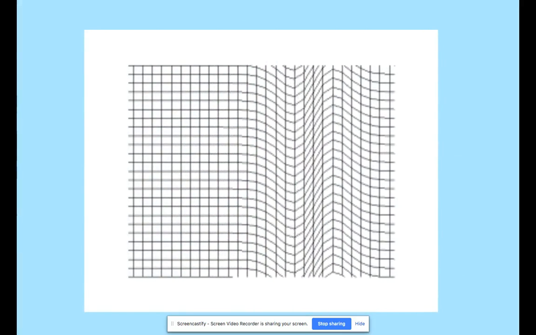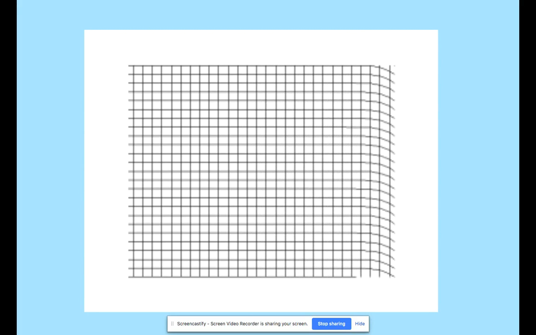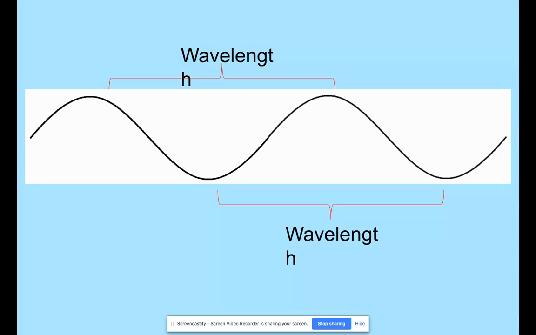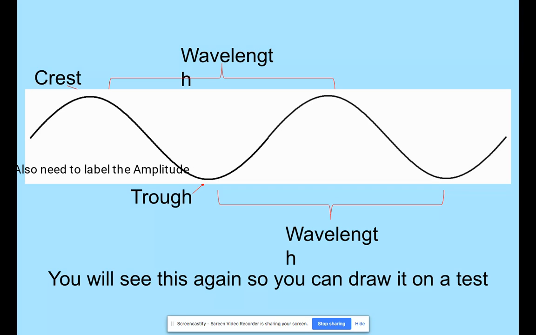This is another visual of a transverse wave, a more 3D version. And then another picture of a transverse wave. Now, labeling all the parts is really important to know. So we've got a wavelength, we've got the crest and the trough, so the peak and the lowest point. And then I want you to be able to practice drawing these different parts.